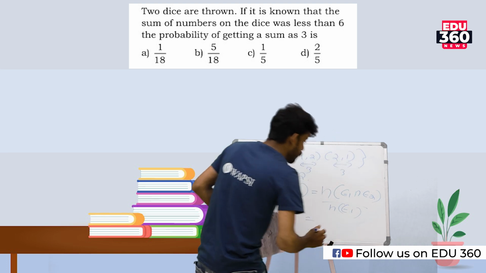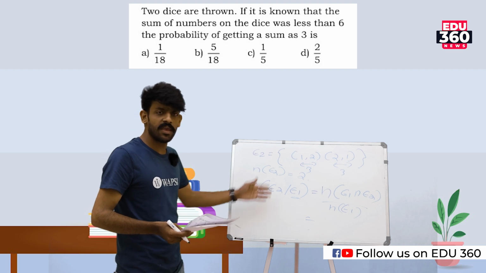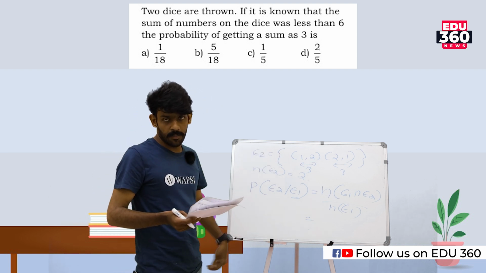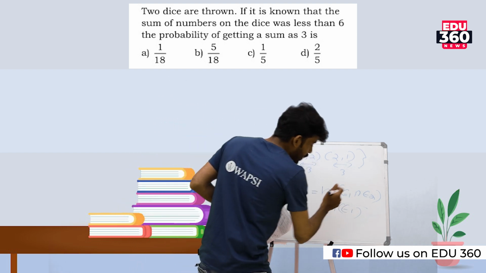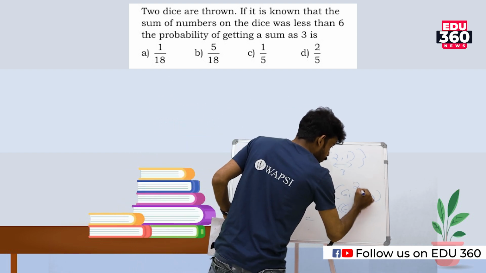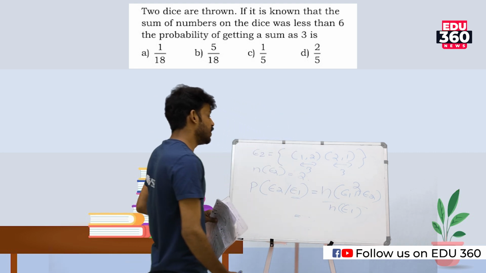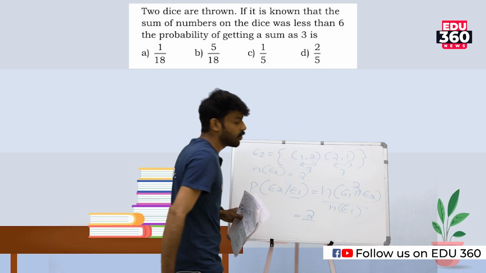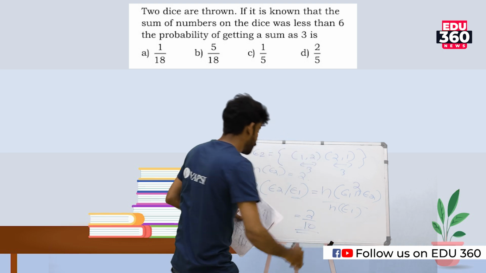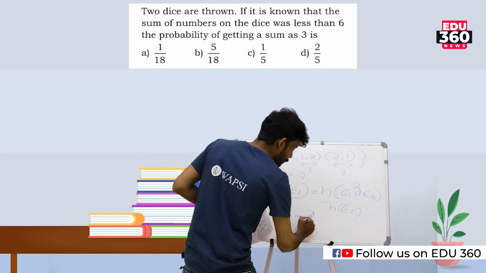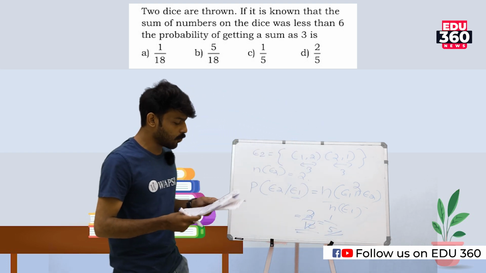E1 we already wrote previously, and this is E2. So n of E1 intersection E2, the value of this is equal to 2. On the next step, 2 divided by n of E1, the number of elements in E1, that is equal to 10. 2 by 10. If you simplify this, we will get 1 by 5.